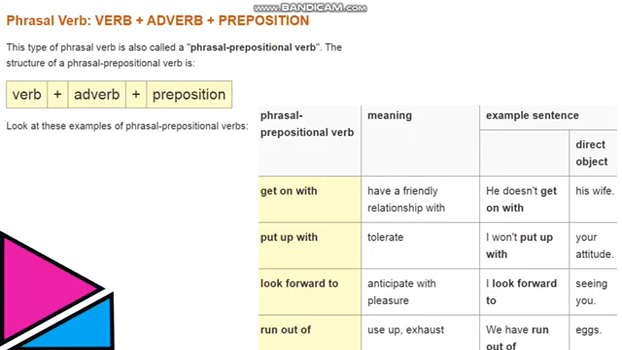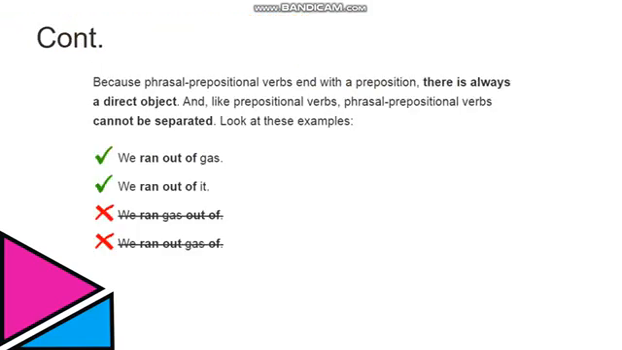Run out of, use up or exhaust. We have run out of it. Let's continue. Because phrasal prepositional verbs end with a preposition, there is always a direct object, and like prepositional verbs, phrasal prepositional verbs cannot be separated. Look at these examples. We ran out of gas. We ran out of it. The same meaning. We ran gas out of, or we ran out gas of. These are incorrect. The last two sentences are incorrect.